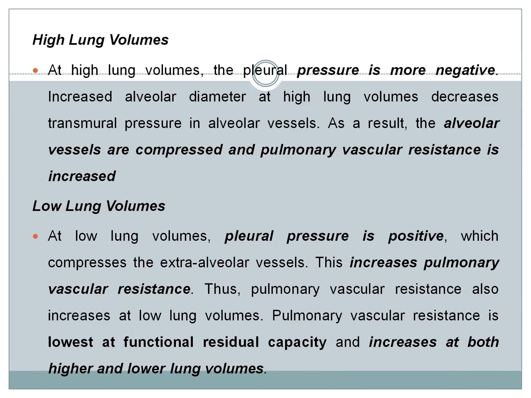So this also increases the resistance. So the pulmonary vascular resistance also is increased at low lung volumes. So in both the lung volumes, the resistance is more. The pulmonary vascular resistance is lowest at the functional residual capacity. So at rest, whatever amount of functional residual capacity is there, the resistance will be lowest, and it increases at both higher lung volumes and the lower lung volumes. So these things you have to remember, because the lung volumes will be always changing.